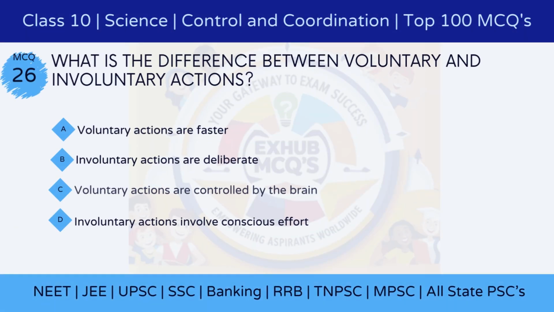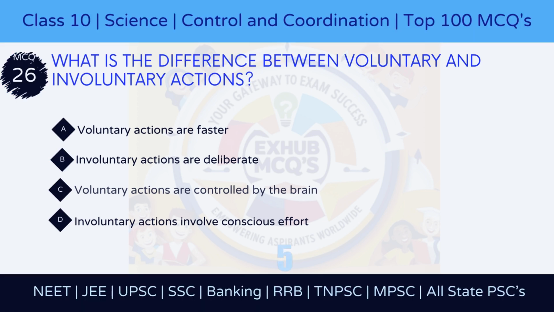MCQ 26. What is the difference between voluntary and involuntary actions? Option A, voluntary actions are faster. Option B, involuntary actions are deliberate. Option C, voluntary actions are controlled by the brain. Option D, involuntary actions involve conscious effort.